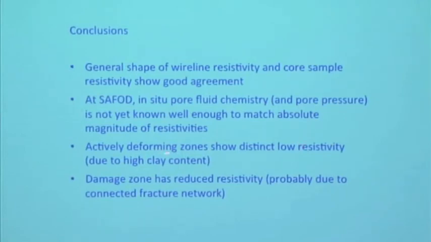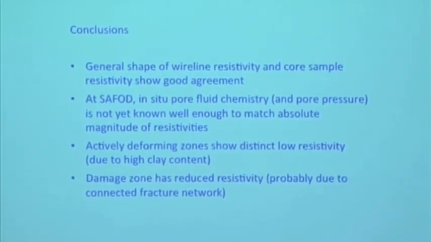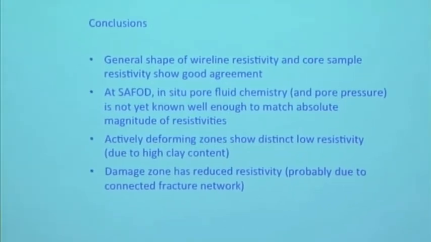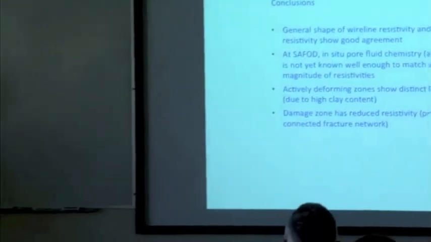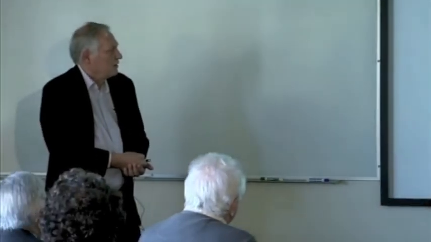The actively deforming zones show up very distinctly as low resistivity, mainly due to high clay content. And this is something that people are finding throughout, in pretty much all of the deep scientific drilling operations that are crossing active fault zones. That in the shallow crust, the faults generally are characterized by having high alteration clay content in them. So the damage zone, again, has reduced resistivity. And I think I will end there.